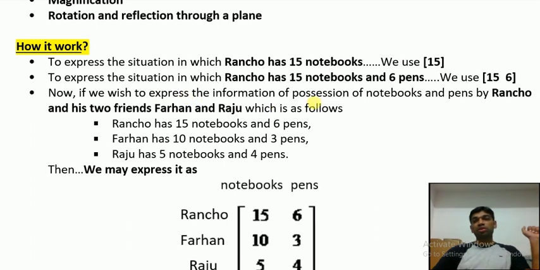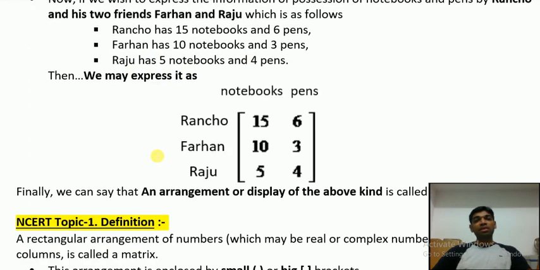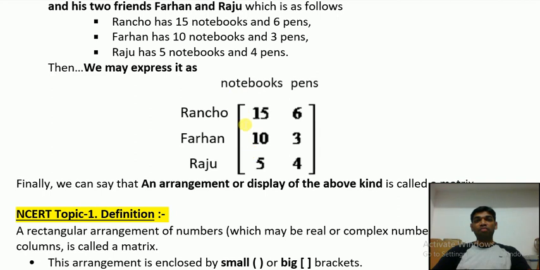Now if you wish to express the information of possession of notebooks and pens, suppose some notebooks and pens are possessed by Rancho and his 2 friends Farhan and Raju. Definitely these 3 names are somewhat familiar, as you most probably have seen that movie. I have taken these names from there, 3 Idiots. So these 3 friends again have some notebooks and pens. Say Rancho has 15 notebooks and 6 pens, Farhan has 10 notebooks and 3 pens, and Raju has 5 notebooks and 4 pens. Then we may express this situation in the form of a matrix like this.